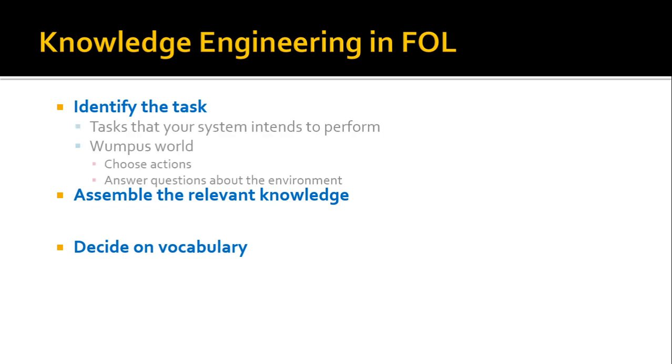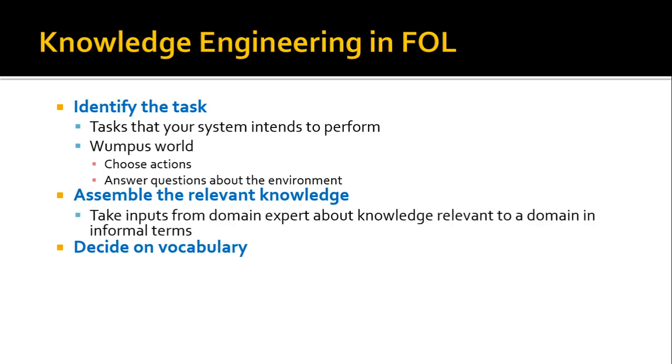So what do we mean by identification of task? If you think of this Wumpus world, the agent needs to choose an action, like whether to grab the gold, whether to throw an arrow, whether to move forward, whether to move up. All those sorts of things, and it is also required to get some answers relevant to the environment. For example, whether you have a pit in a neighboring square, or if you have a Wumpus in a neighboring square, right?